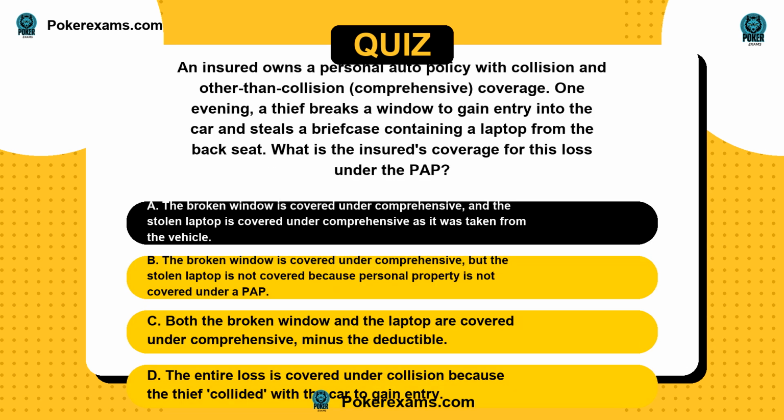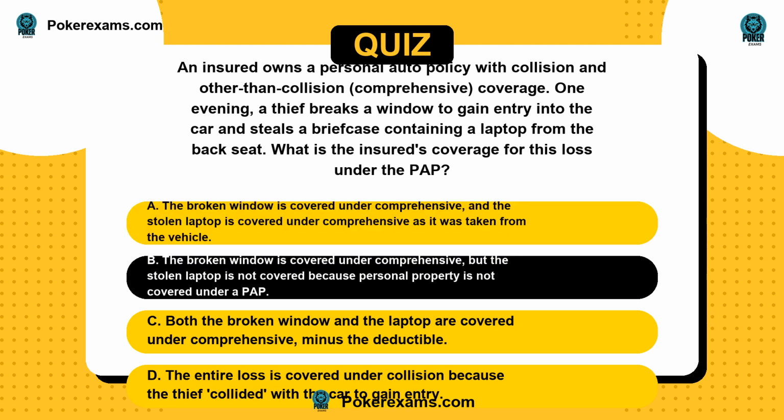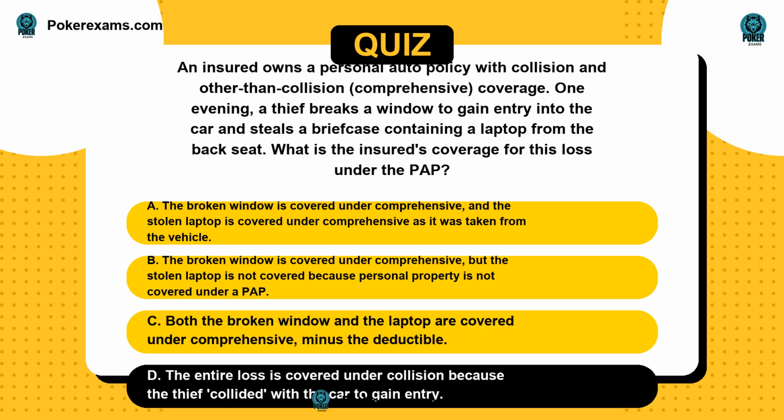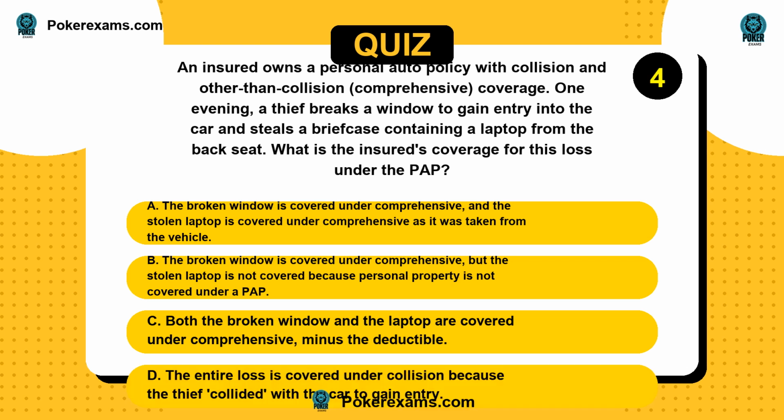Is it A, the broken window is covered under comprehensive, and the stolen laptop is covered under comprehensive as it was taken from the vehicle? Or B, the broken window is covered under comprehensive, but the stolen laptop is not covered because personal property is not covered under a PAP? C, both the broken window and the laptop are covered under comprehensive, minus the deductible. Or D, the entire loss is covered under collision because the thief collided with the car to gain entry.